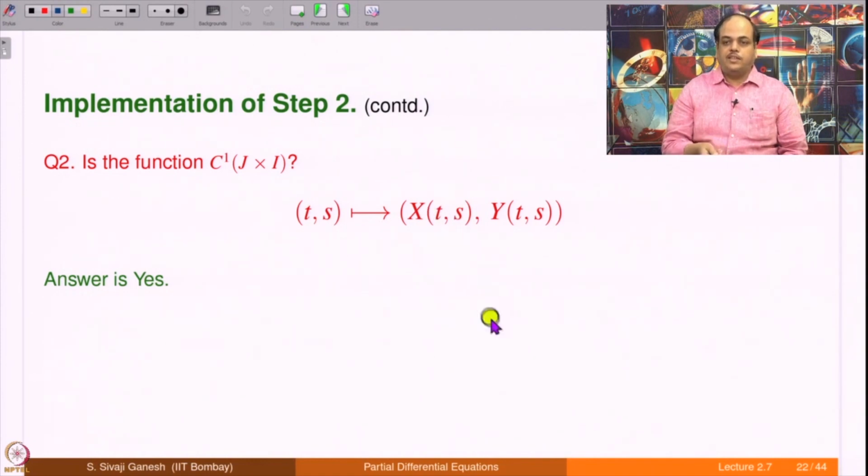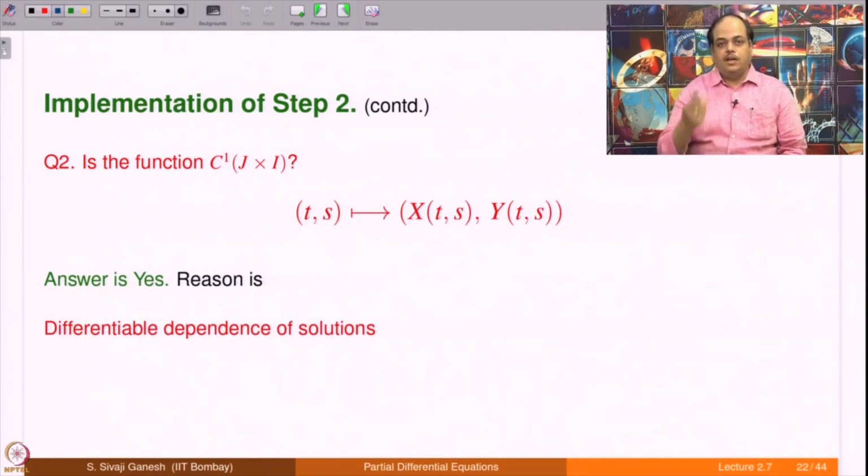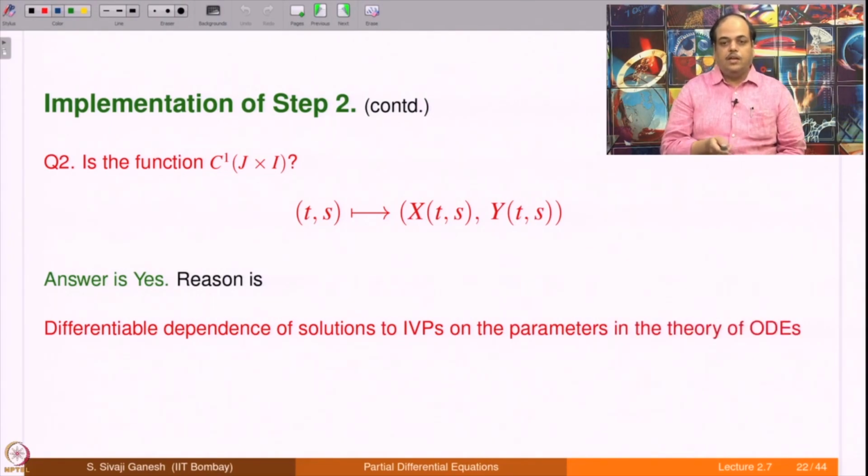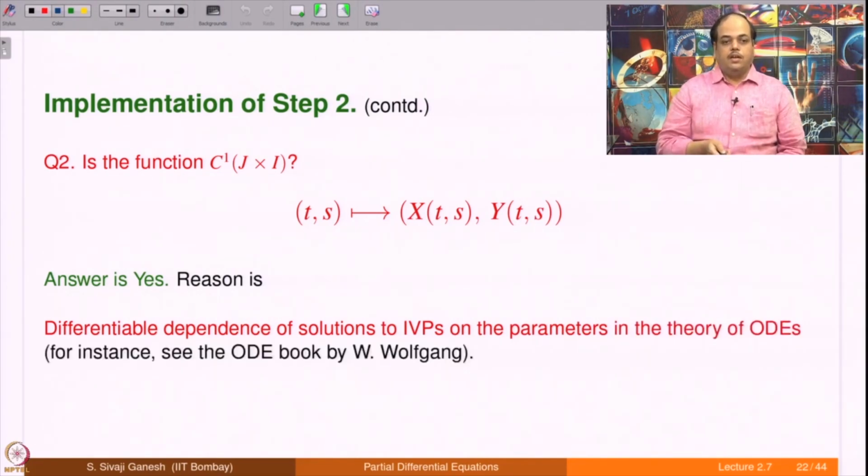Therefore, we are interested in x_t, x_s, whether they are continuous functions. x_t, as I said, is given by the ODE's right-hand side, they are nice functions, so there is no problem. What about with respect to s? Where is s? s is appearing in obtaining x(t,s) and y(t,s) through the initial conditions. We solved x(0,s) and y(0,s) as f(s) and g(s), and we assume f and g are C1 functions of the variable s. That is the reason why this function is C1 on J cross I. It comes from differentiable dependence of solutions to initial value problems on the parameters in the theory of ODEs. For instance, see the book by Wolfgang on ordinary differential equations.